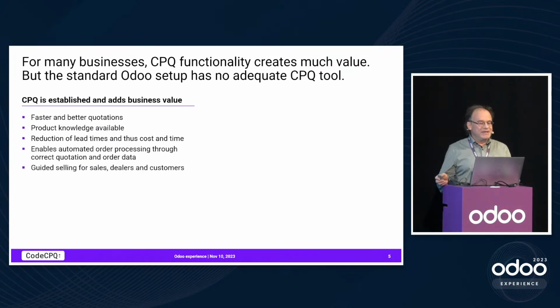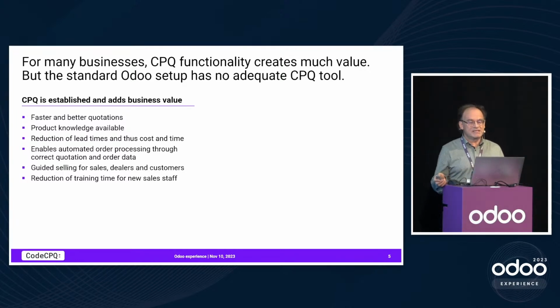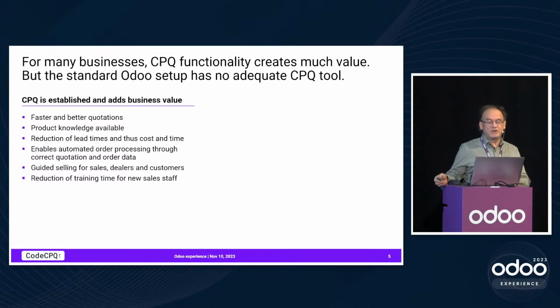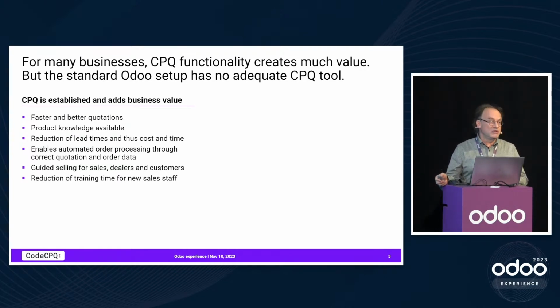CPQ, Configure-Price-Quote, is used very successfully in some companies for sales processing and has a great business benefit there. Through automation, you can simply create better quotation documents much faster. With CPQ, the product know-how in the form of texts, but also marketing knowledge and technical and commercial background, is available where it is needed. The lead times of sales processes can be significantly shortened by CPQ, which saves costs. I stop here because the list can be much longer.